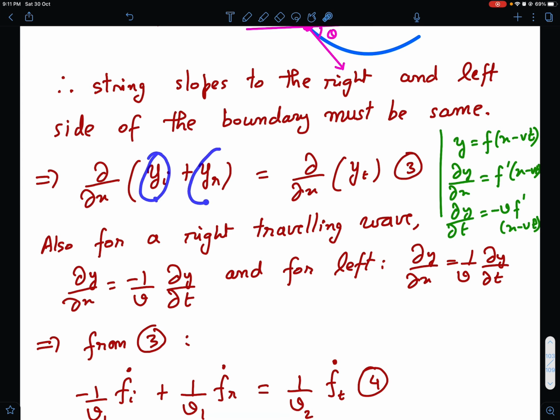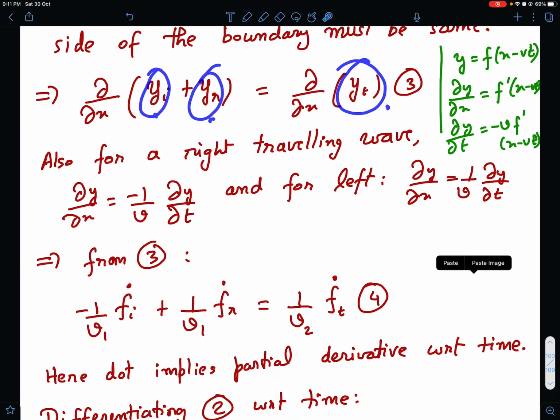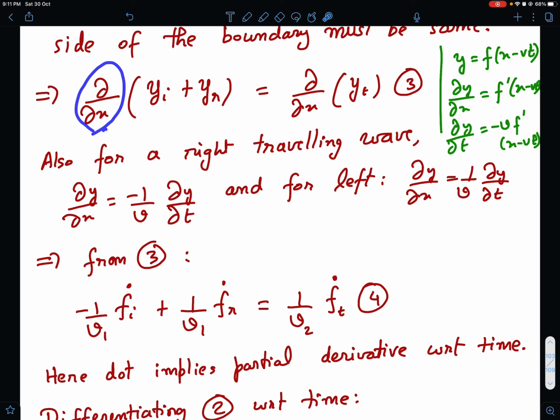So now from equation 3, y incident is a right travelling wave, y reflected is a left travelling wave, and y transmitted is a right travelling wave. So instead of writing the x derivative, I can convert this to a time derivative. So del y i by del x becomes minus 1 by v1 del y i by del t, or I can say minus 1 by v1 f dot i. Dot I am using for time derivative. Similarly, for the reflected wave which is travelling to the left, del by del x of y reflected will be positive, because it's going to the left, 1 by v1 times f dot r. v1 because it's again moving in the same medium 1.